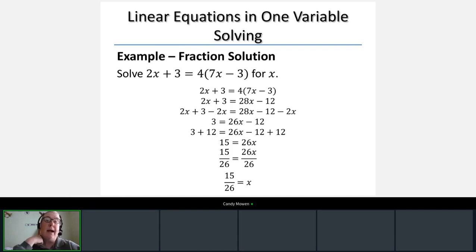We can do fractions. Again, distributive property: we're going to distribute 4 times everything enclosed in the parentheses. 4 times 7x is 28x. 4 times a negative 3 is negative 12. And then we just combine like terms and whittle our way down to one single operation, which is 15 equals 26x. Divide both sides by 26, and we get 15 over 26 equals x, and that is correct. Make sure, again, it is in simplest terms.